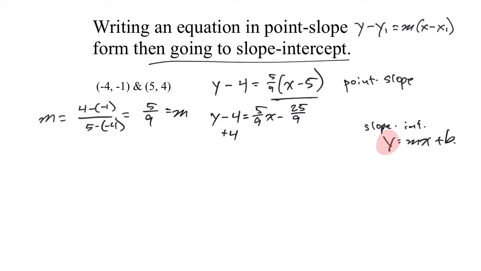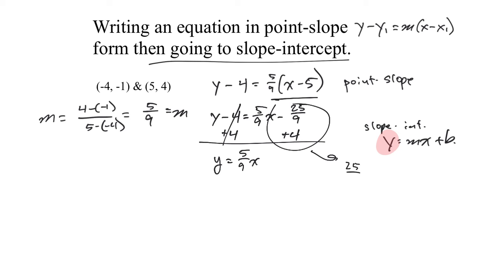Then I'm going to add 4 to both sides to get rid of that 4. Negative 4 plus 4 is 0. So I get y equals 5 over 9x. That stays the same because it's a variable term. I cannot add a constant to it. But let's move this over here.